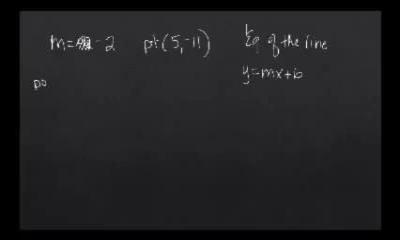So we're going to use point slope form to help us find the equation of the line. And you can remember, what form do I use? What formula would I use to write the equation if I have a point and a slope? Well, you would use the point slope formula.